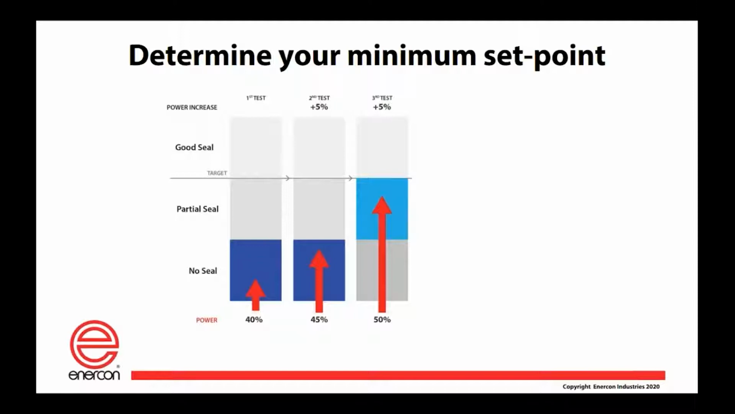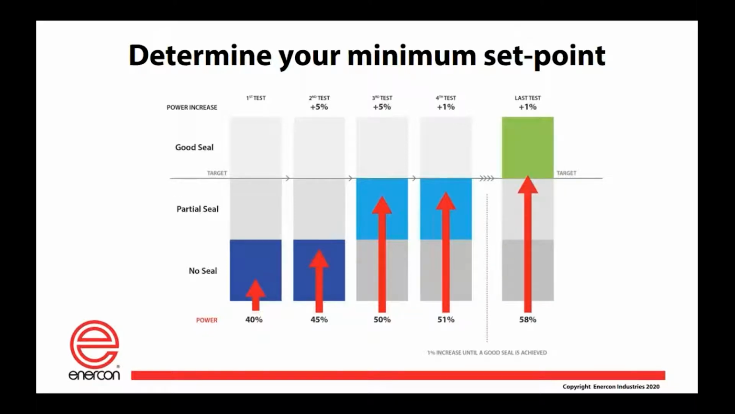So we're almost there, we've got a partial seal. We increase by 1%, 51, we're still not quite there, so we keep increasing 1% at a time. Eventually, in this example, when we get to 58%, we decide that is a good seal. So we can mark that as our minimum, and now we're going to move on to the maximum.